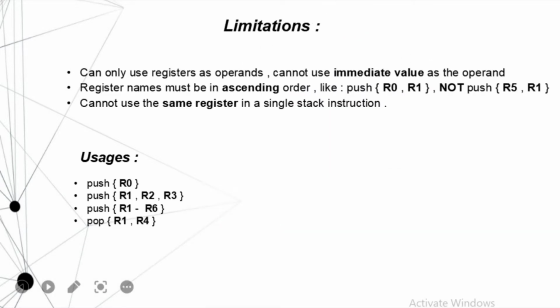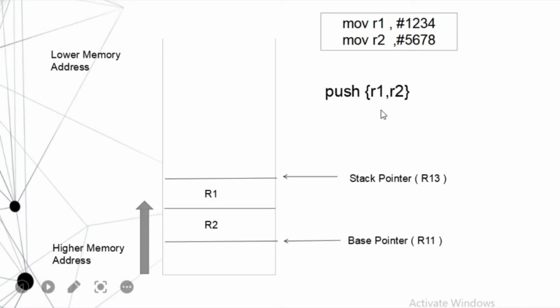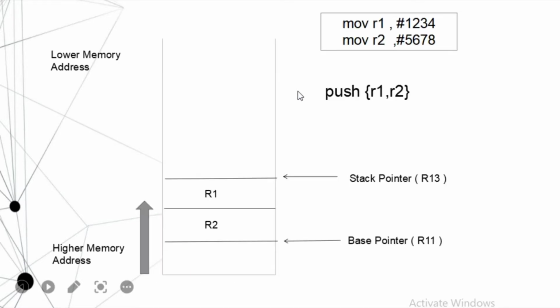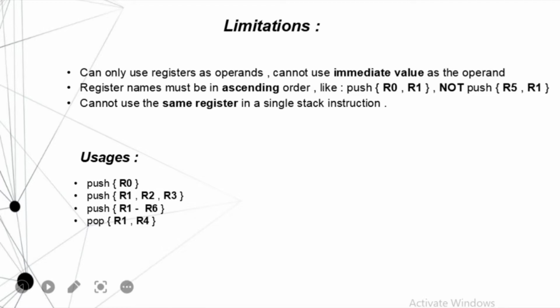There are some limitations we need to notice while using the stack instructions in ARM. We can only use registers as the operands. We cannot use an immediate value. Based on the prior slides, we are not pushing any kind of immediate value. We are only pushing registers like R1 and the link register. Doing so will yell out an error because pushing an immediate value on the stack is invalid.